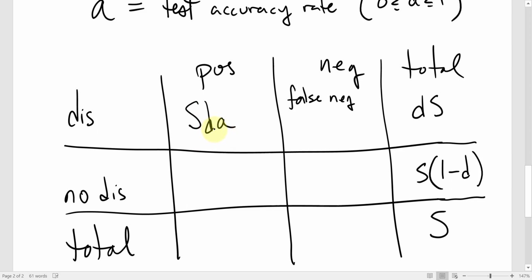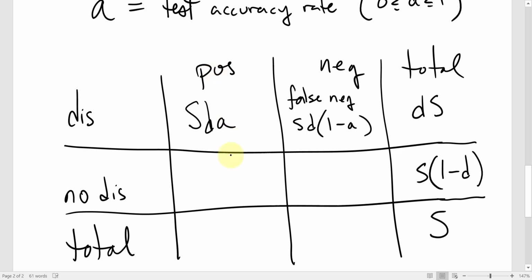But let me say it again. If this is the number of people that actually have the disease, I would multiply by the accuracy rate. Like maybe it's 80%. So 80% of these people that have the disease, they test positive. So it's the total number of people that have the disease times the accuracy rate. So if the accuracy rate is A, then the inaccuracy rate is 1 minus A. So this would be S times D times the other fraction, the complement of the accuracy. So this would be 1 minus A.